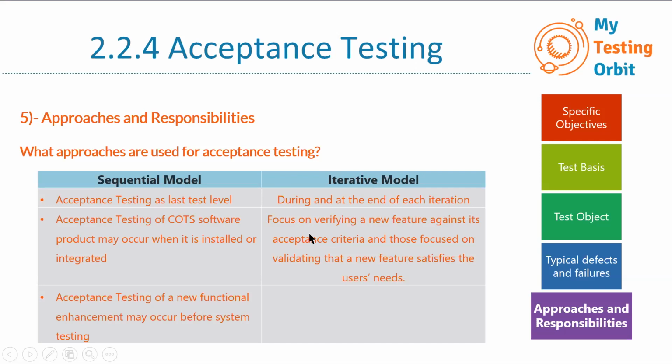The second point is, for the iterative model, focus on verifying a new feature against its acceptance criteria, and focus on validating that a new feature satisfies the user needs. So over here, we are talking about a user story, which we already covered, that in the iterative model, we always have a user story, and the definition of done of a user story is that the acceptance criteria, which is the crucial part of that user story, is there, and it's being validated that that feature is satisfying the user requirements. So I hope this is clear as well.